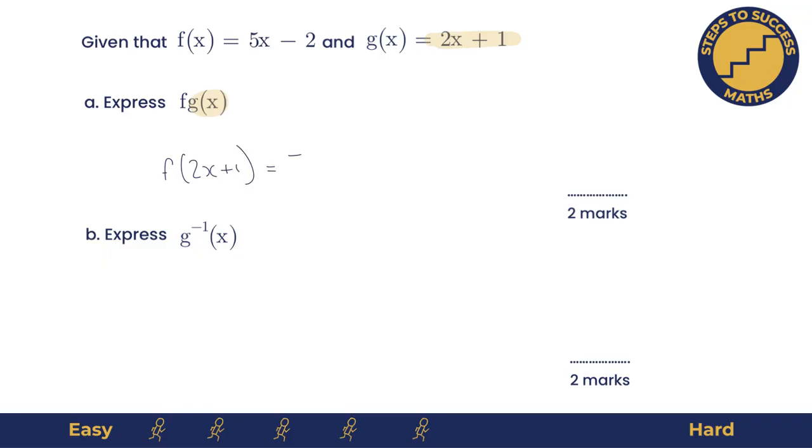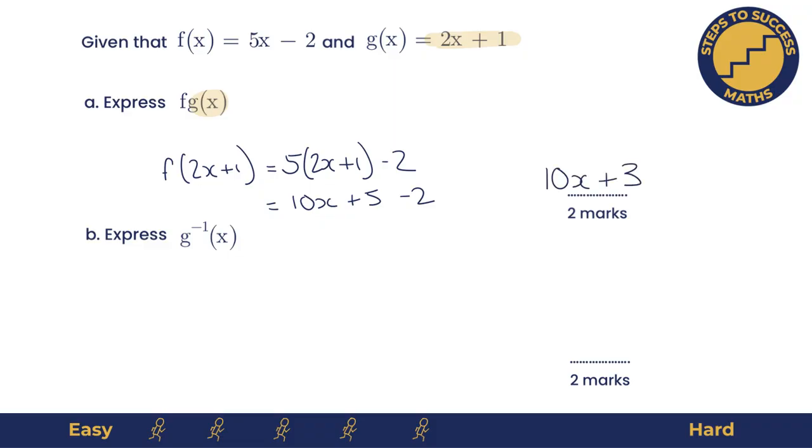So we've got 5, and then use a bracket, 2x plus 1, take away 2. And then you need to multiply out the bracket. 10x plus 5 take away 2. So that's 10x plus 3.